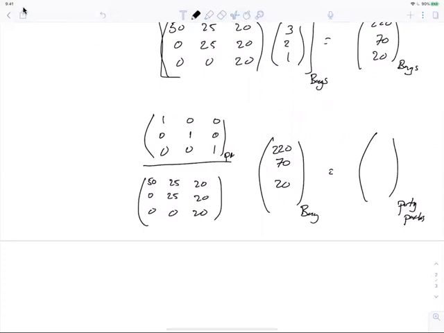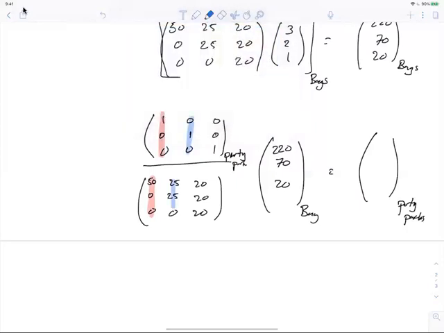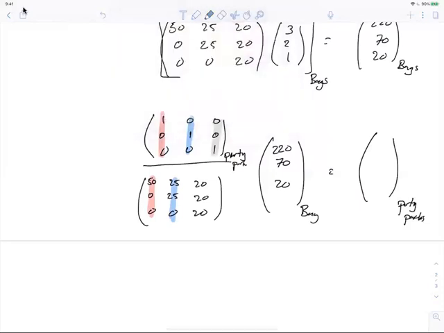Right, so this says that for every one party pack of the mega nacho cheese party pack, you have 50, 0, and 0. This one says that for every one of the second party pack, you have 25 and 25. And for every one of the third party pack, you have 20 of each, and those are measured in the bags or the bag spaces.